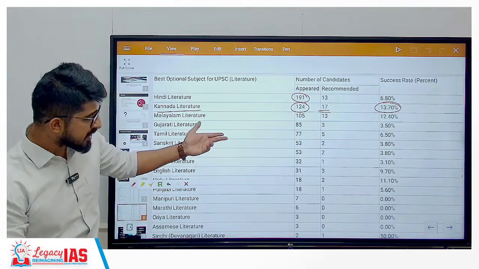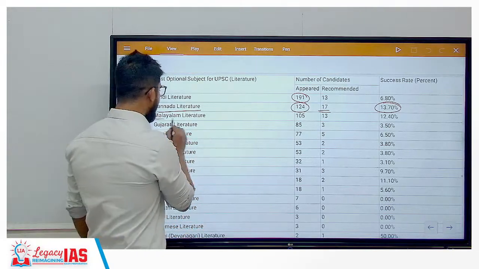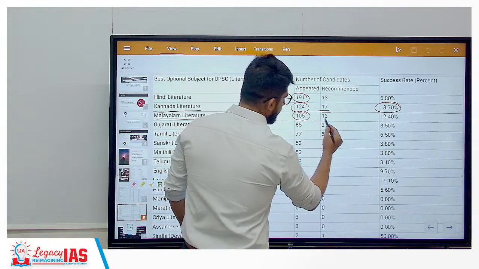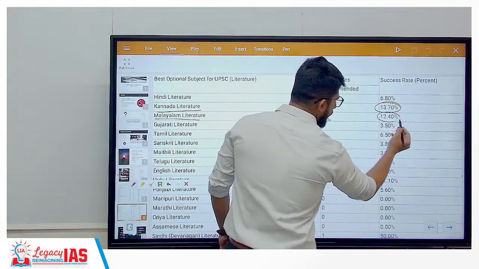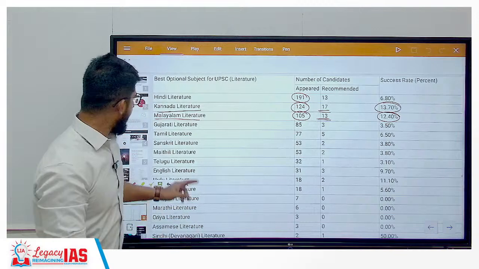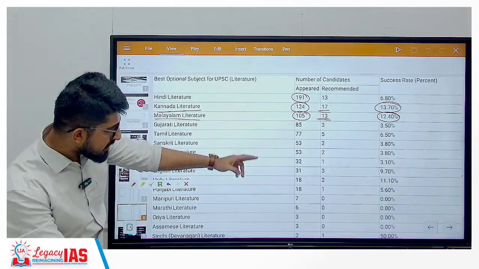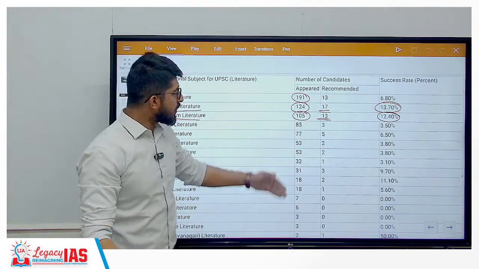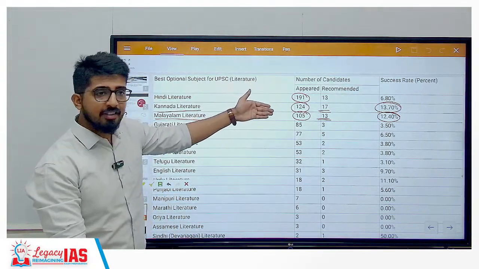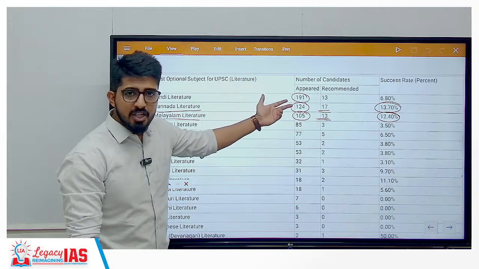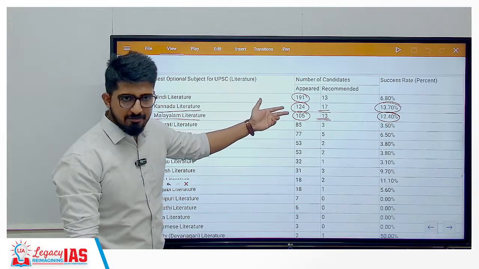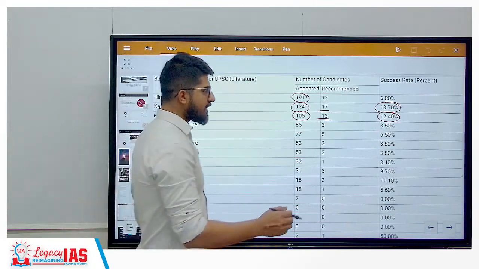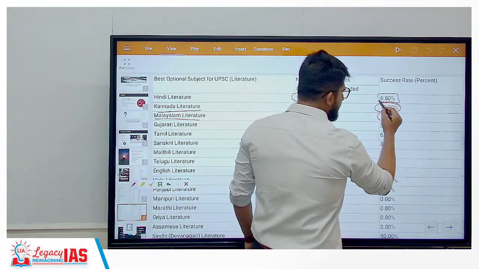The next best performer is your Malayalam literature, which is 12.4%. And then you have, yes, more than 100, only 3 subjects. So if you have to choose Hindi literature as an optional, it is going to be difficult, right? Because look at the success rate, it is only 6.8%.